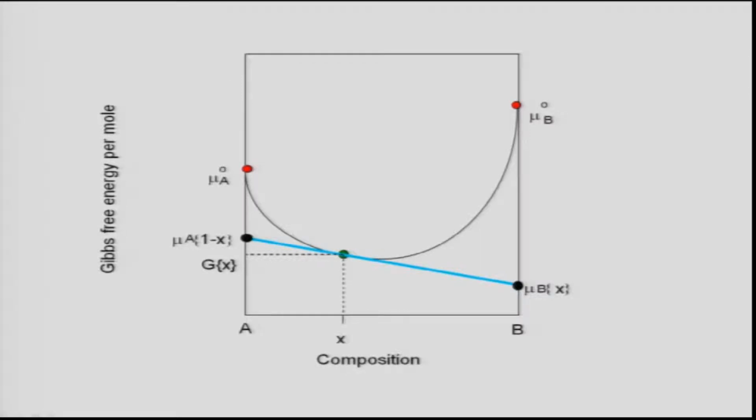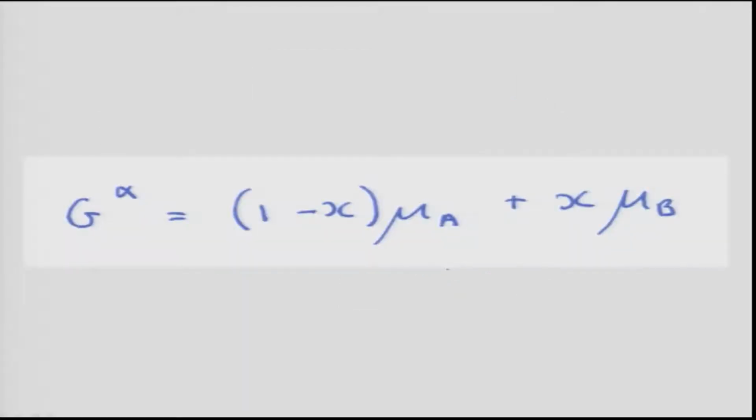That is why it is written mu A within curly bracket 1 minus x, mu B within curly bracket x, because it contains whatever fraction of B, x, and 1 minus x fraction of A. That is why these curly brackets are given like this. So, what is the meaning of this? These mu's are actually known in the literature as chemical potential. Chemical potential is a really very difficult concept for the students to grasp. In fact, it was also very difficult for me before I came to know much more about it.